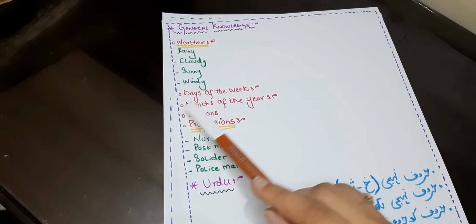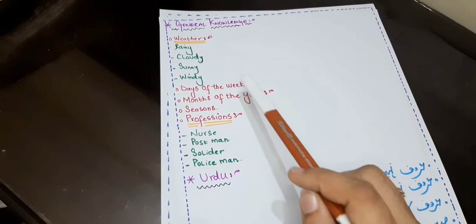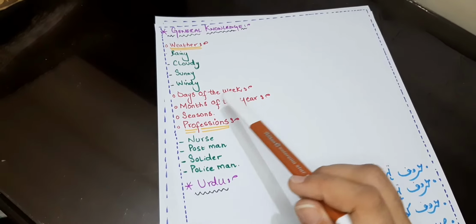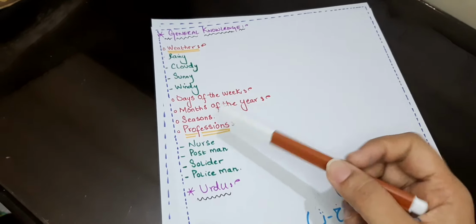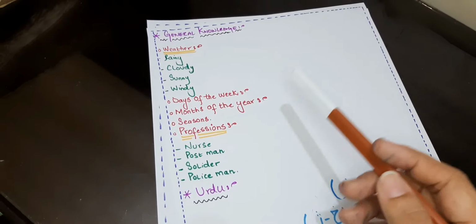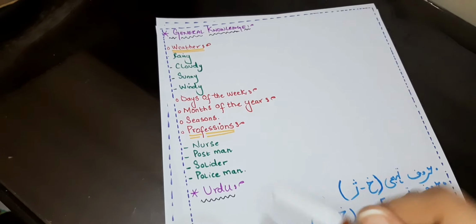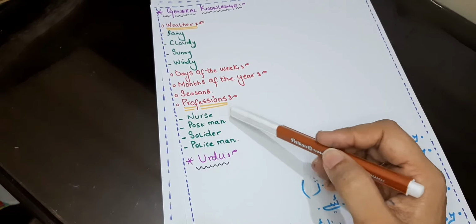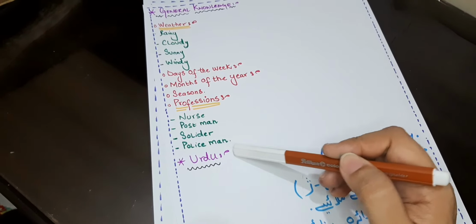And days, I think I didn't mention this in the first term, but days of the week and months of the year, they are also in the first term. Months of the year are the first 6 months, and then in the next month they introduce the rest of the 6 months, and then they put all the months together and they revise it with the children. The professions in this term will be nurse, postman, soldier, and a policeman. So you can show pictures and introduce these professions to your children.